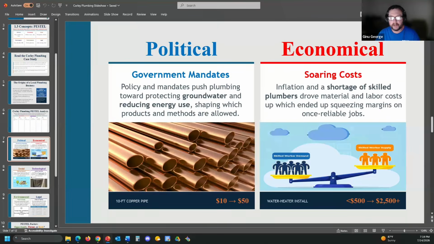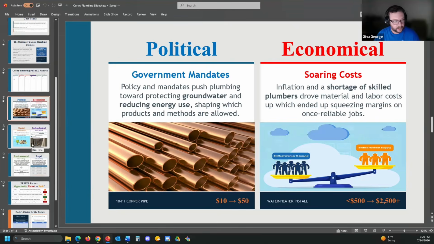Economically, economic factors, right? Stuff costs more than it used to. I just looked for a copper pipe installation, and this is what came up. Copper pipe in this sort of 20-ish year time span goes from $10 to $50 for a 10-foot copper pipe. A standard water heater installation in 2000 would run you about $500. Today, it's about $2,500. High inflation, supply chain disruptions squeeze profit margins and make materials really expensive. So that's economic factors influencing the Corleys here. Sorry, the Corley company here.